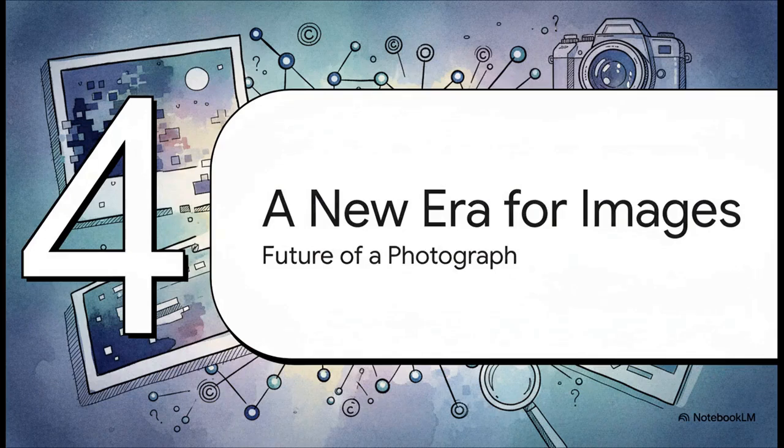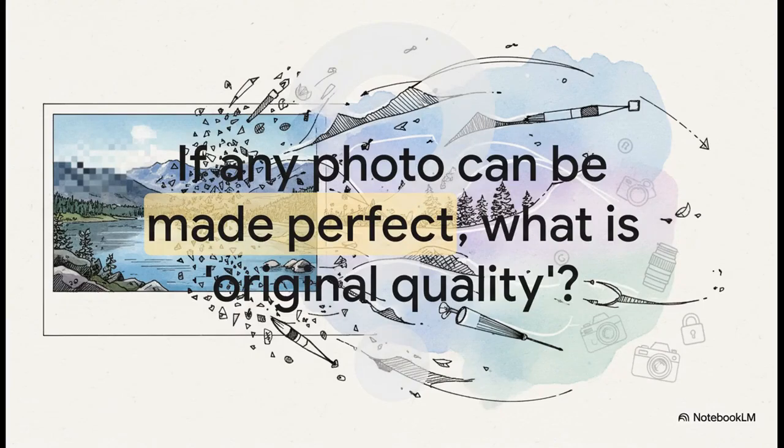So, where does this leave us? Well, we're standing at the dawn of a completely new era for digital images. With AI, a photograph isn't a static capture of a moment anymore. It's more like a starting point, a collection of data that can be endlessly enhanced, reconstructed, and perfected. And that brings us to our final question, something for you to think about. If a tiny, blurry photo from 20 years ago can be transformed into a crystal clear 4K image, what does the concept of original quality even mean anymore? We are fundamentally changing what a photograph is, blurring the line between capturing reality and creating it. What do you think comes next?